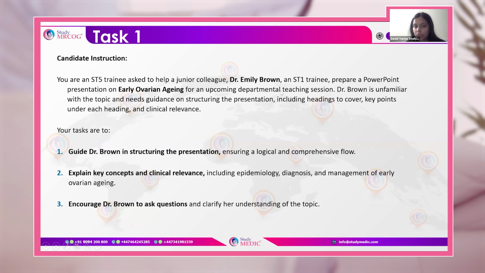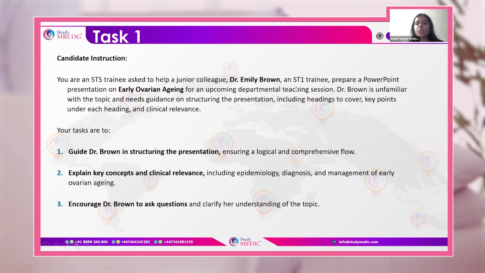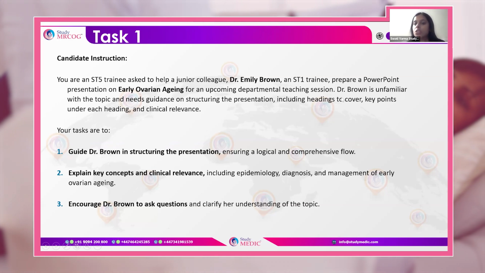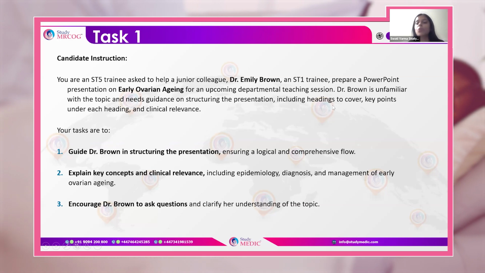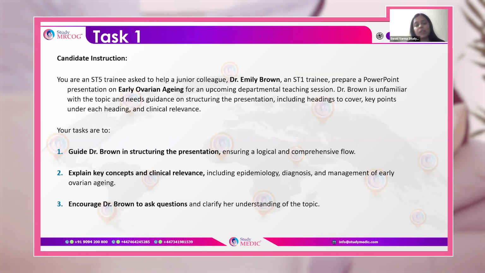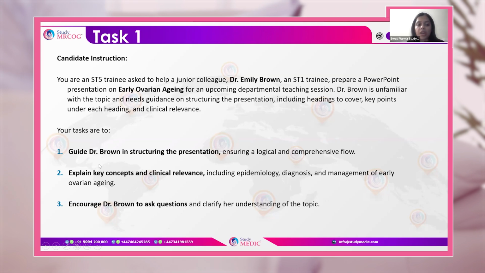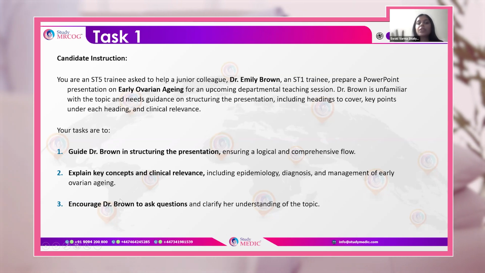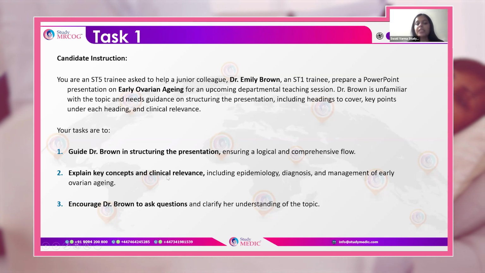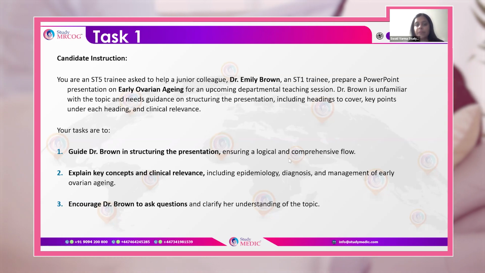Now, your role player is unfamiliar and needs guidance on structuring the presentation, including headings to cover, key points under each heading, and clinical relevance. Because early ovarian aging is such a vast topic, you can't keep on speaking about it, and you have just got 10 minutes. So it is very important that you read what you are required to do and what specifically you have to tell her. Structuring the presentation means you have to give an outline of what your PPT should consist of.